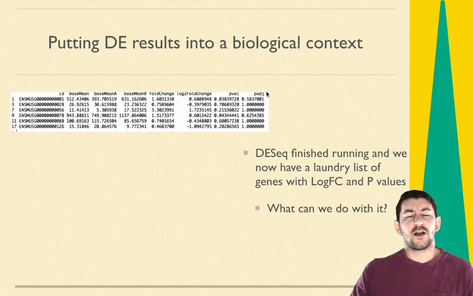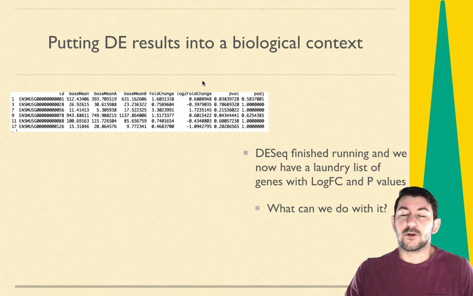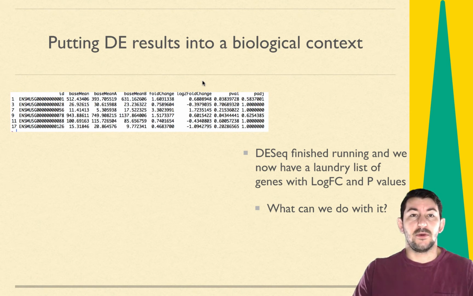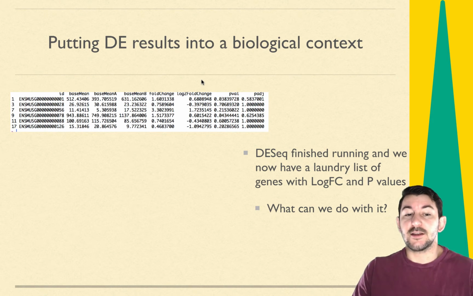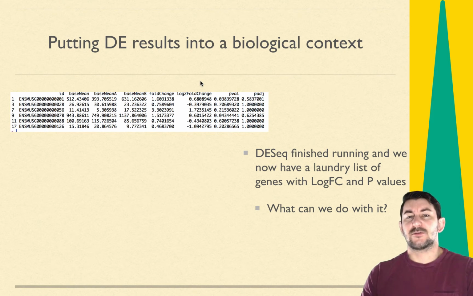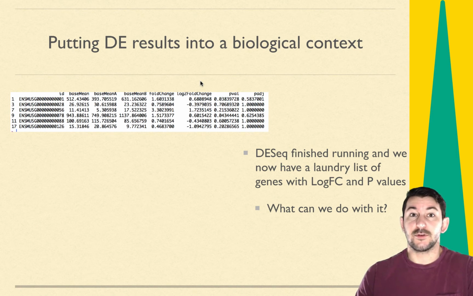And so what I want to talk about today is two things. One, how do we go from this table and start putting together something that has some biological relevance beyond just a list of gene IDs? And then what are some caveats for these types of experiments that should be considered in the future?